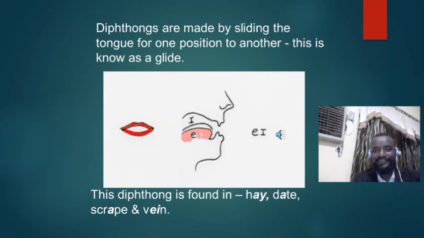Yes, it's A. This is the sound in bait. Great idea, thank you. So this diphthong is found in play, date, great, and vain. So we say it is a diphthong.